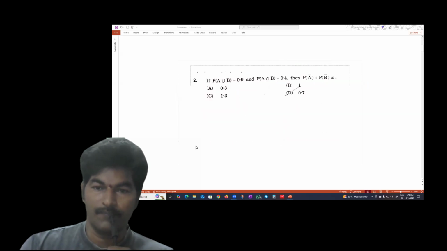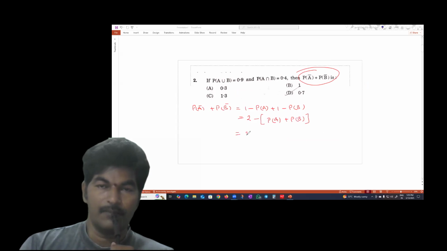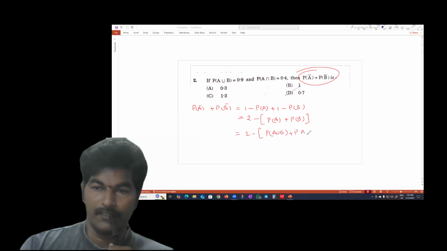Next, second problem. What they are asking is P of A bar plus P of B bar. P of A bar you can write as 1 minus P of A, and P of B bar as 1 minus P of B. So 1 plus 1 is 2, minus P of A plus P of B. We know the formula that P of A plus P of B is P of A union B plus P of A intersection B.